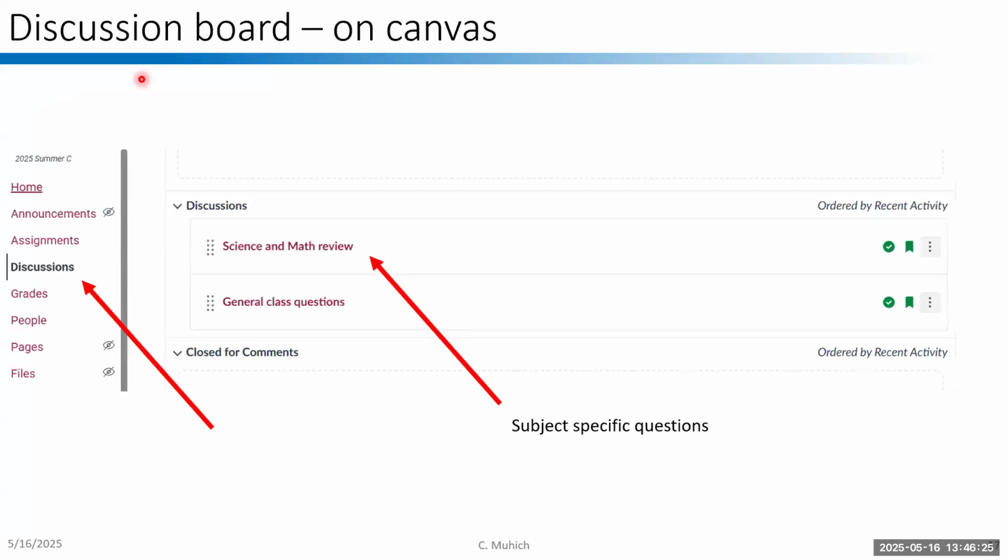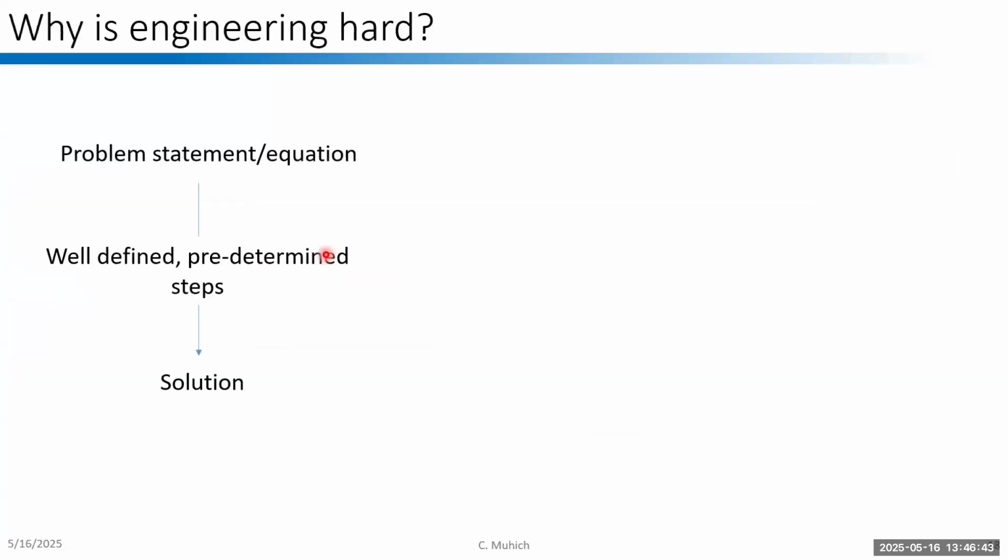Just to show you where the discussion boards are on Canvas, you should see a link on the left-hand side that says discussions. There's a set of discussion topics. For example, there's general class questions or science and math review. When you click on that, you should be able to post something to that board.